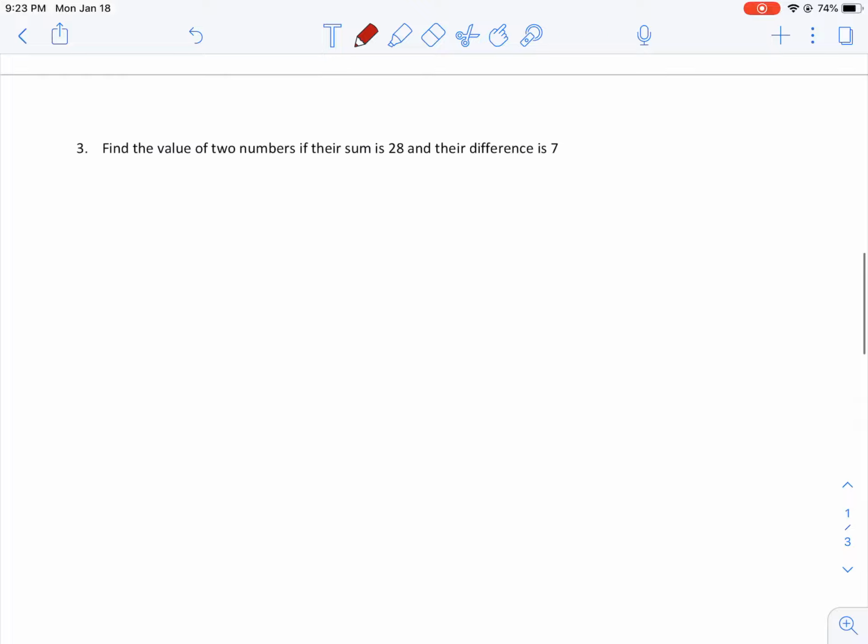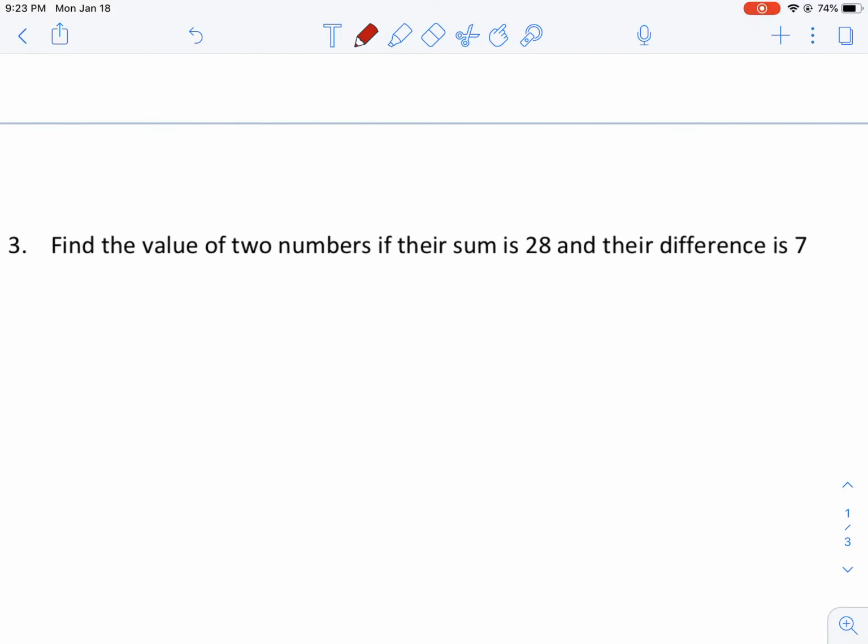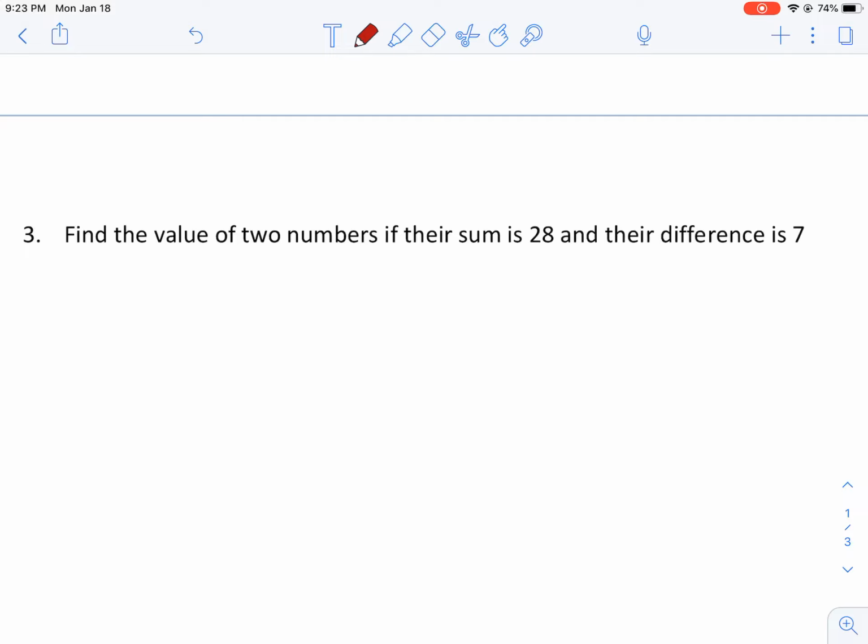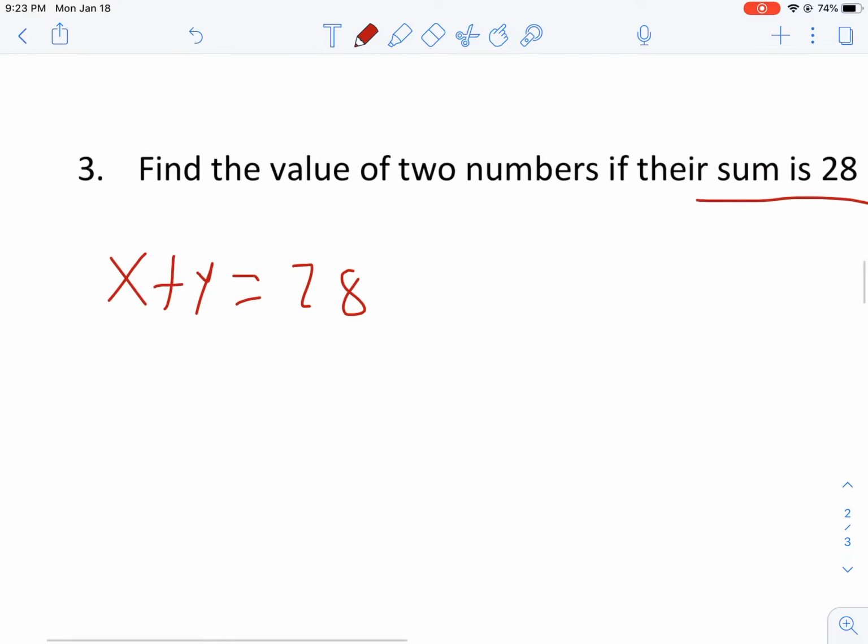I like to do this one because this is a type of question that they like to ask on the AIR test. And you guys don't have the AIR test anymore, but also the ACT, SAT are big on these types of questions. And they're actually pretty easy to do. It says find the value of 2 numbers if their sum is 28 and their difference is 7. So if their sum is 28, we've got 2 numbers, x plus y equals 28. And their difference is 7, okay? x minus y equals 7, right?